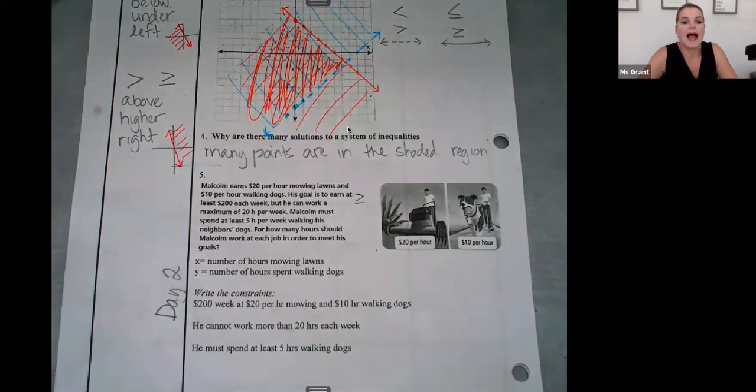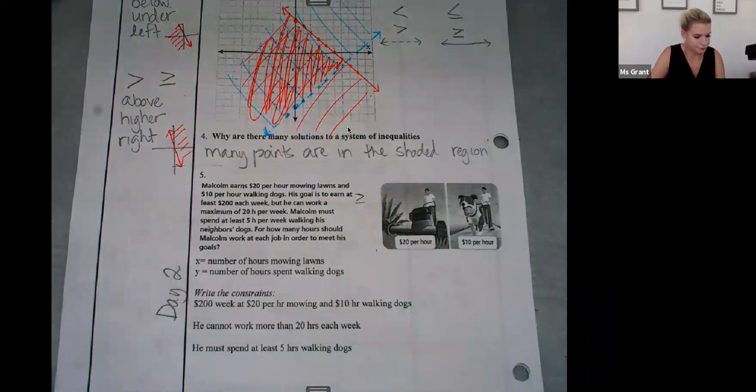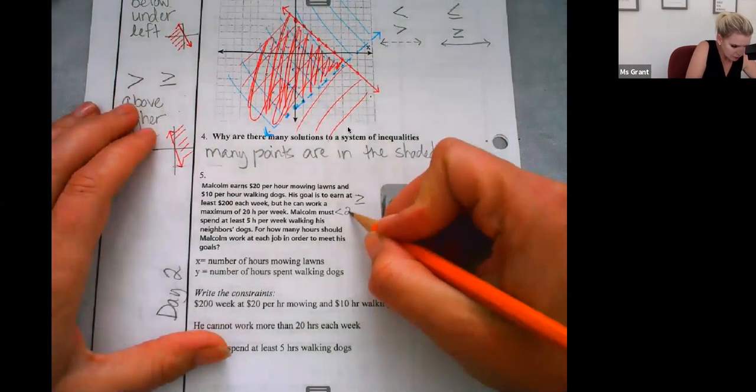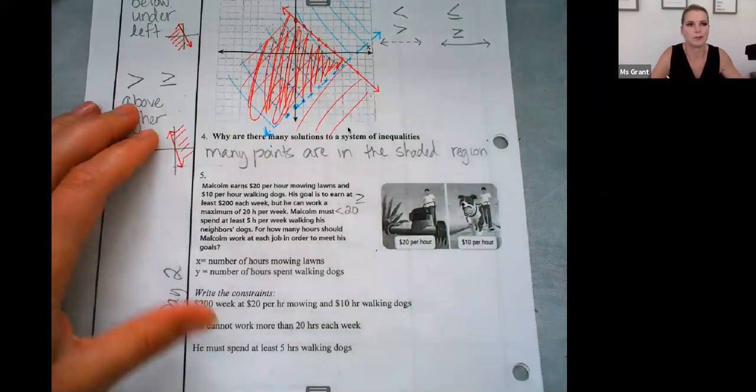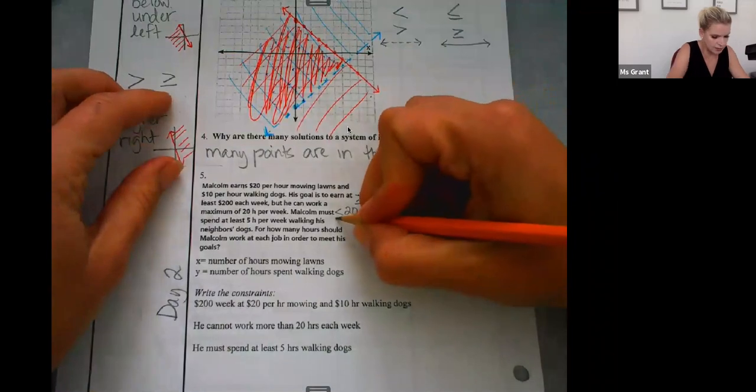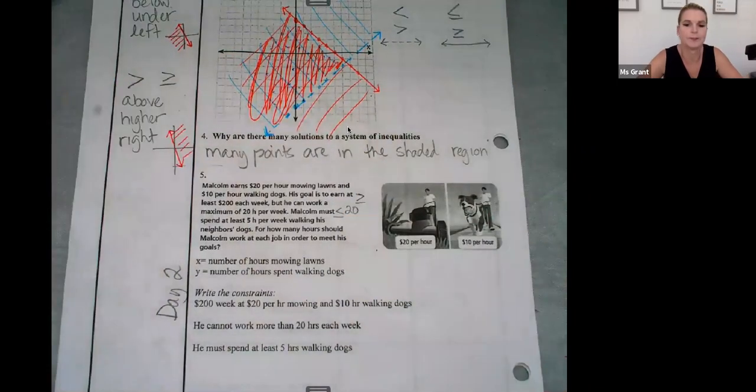And he can work a maximum of 20 hours a week. That means he cannot go over 20 hours. He probably has other obligations. So he has to work less than 20 hours a week, right? So less than 20 hours a week, less than 20, maximum. He could work exactly 20. So let's put an or equal to sign underneath it. Okay.